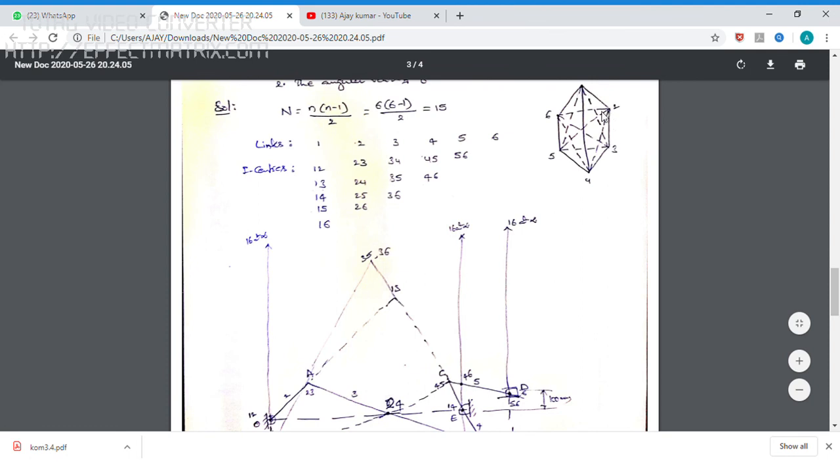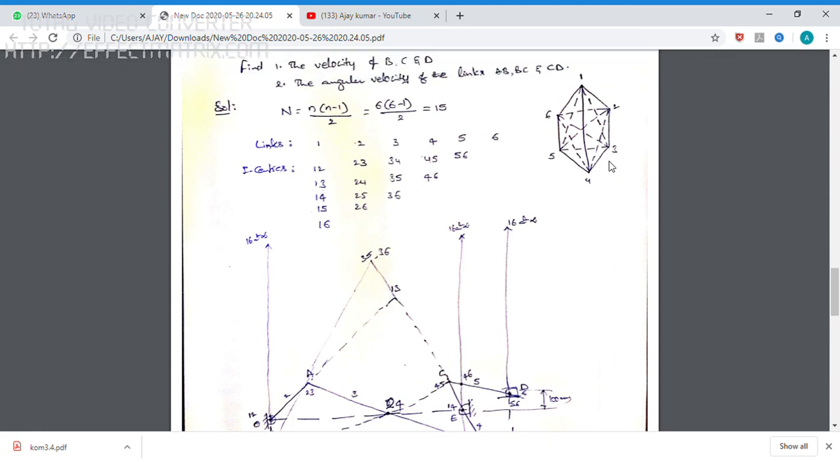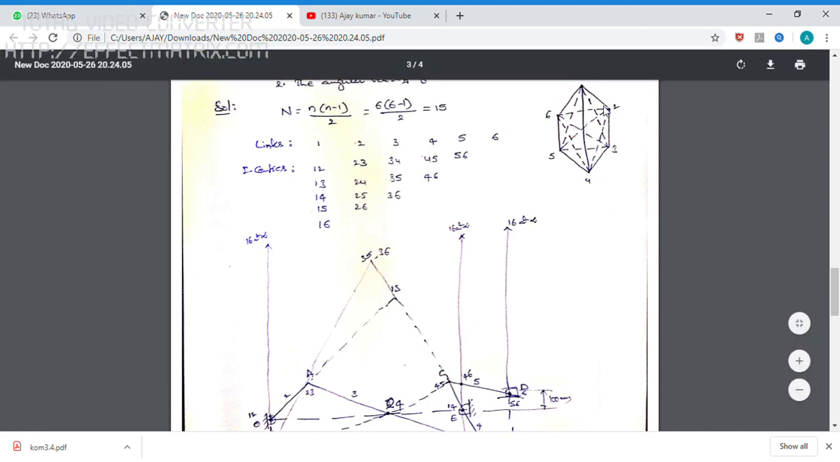Yes. 1 2 3 is one triangle, and 1 4 3 is another triangle. Very good. Now here, first of all, I will take the 1 2 3 triangle. As per Kennedy's theorem, for links 1, 2, 3, three links are there.